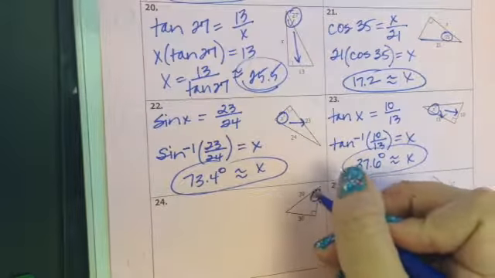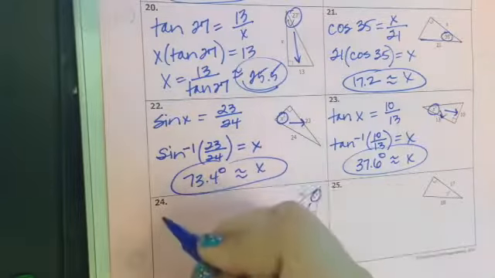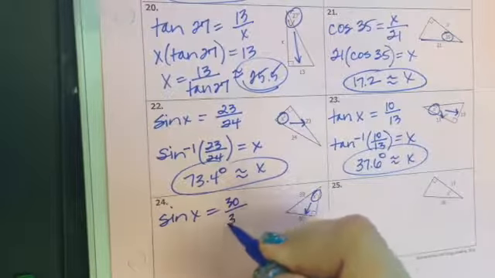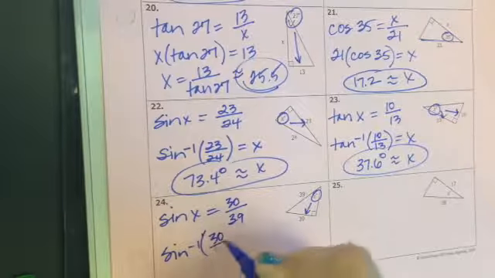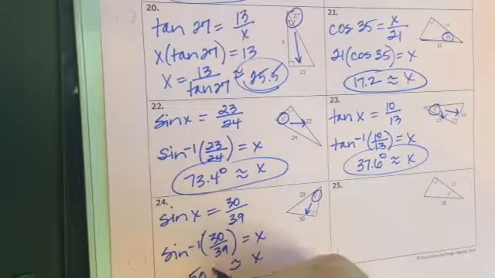Number 24, we are looking for x, and inverse again, opposite and hypotenuse. Sine of x equals 30 over 39. I want to do the inverse sine on 30 over 39 to get the x. X is approximately 50.3 degrees.